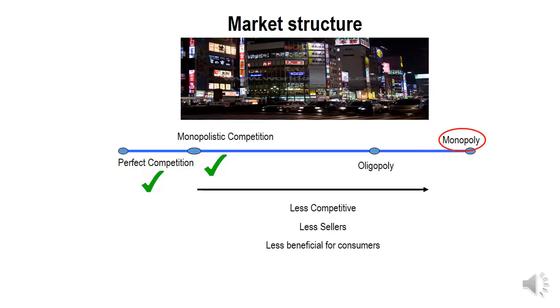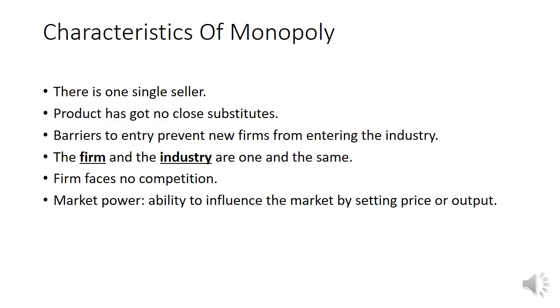Let's see why. Now in monopoly, there's only one single seller, so the product is unique. It's got no close substitutes. It's a unique product. All right. Now, by the way, a unique product doesn't mean that it's a necessity. Okay, it can be something that is not needed on a daily basis, but it can still be unique. Okay. Now, why is there only one single seller? Because there are barriers to prevent new firms from coming in. We shall take a look at that later.